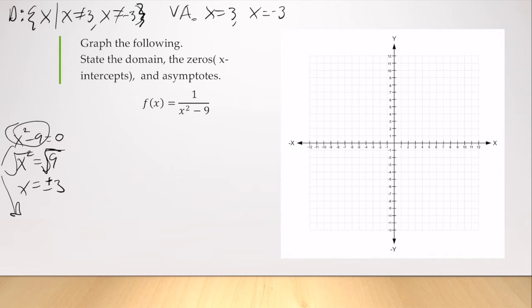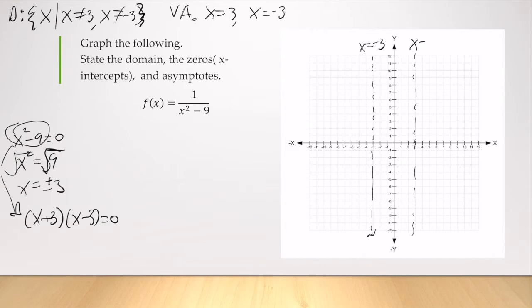Also, this is the product of a sum and a difference. If I had factored this, which is probably what I should have done, I would factor to x plus 3, x minus 3 equals 0. Okay, and then I could have found my vertical asymptote. So let's go ahead, sketch these in. Here's x is negative 3. And here's x is positive 3.